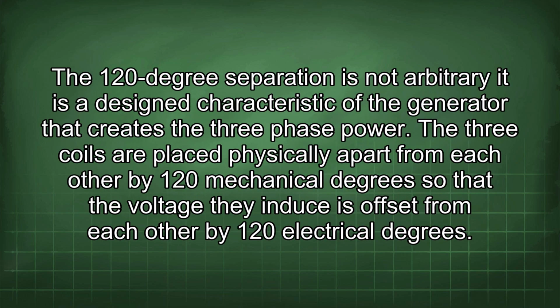operation. The 120 degrees separation is not arbitrary, it is a designed characteristic of the generator that creates the three-phase power. The three coils are placed physically apart from each other by 120 mechanical degrees so that the voltage they induce is offset from each other by 120 electrical degrees.